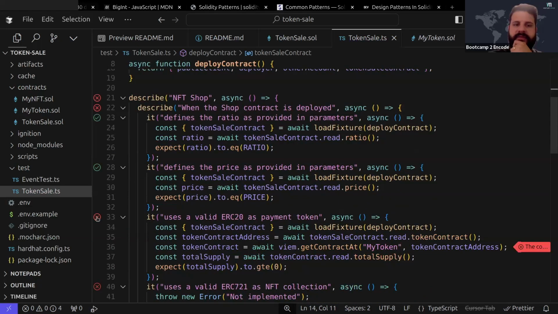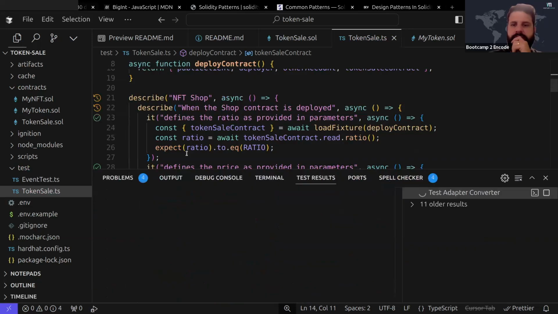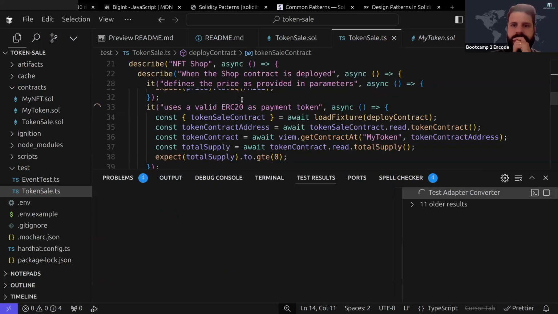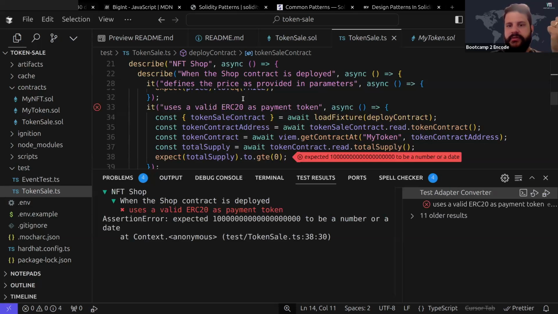So if I run this test now, it should deploy that token. Then I had this other error, but I'm going to fix that in a while. Yes, then a question.